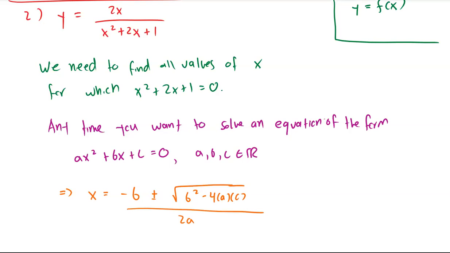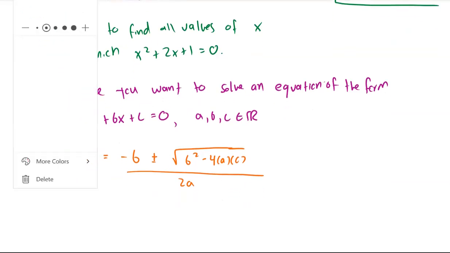So anytime you're trying to find the values of x for which an expression like this, which again is called a quadratic polynomial or a polynomial of degree 2, is equal to 0, the foolproof way of doing it is using the quadratic formula. This always gives you the correct answers. Another way of doing it is by factoring. I will show you how to do that a little bit later.